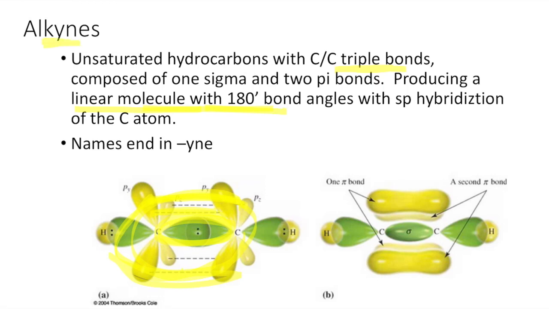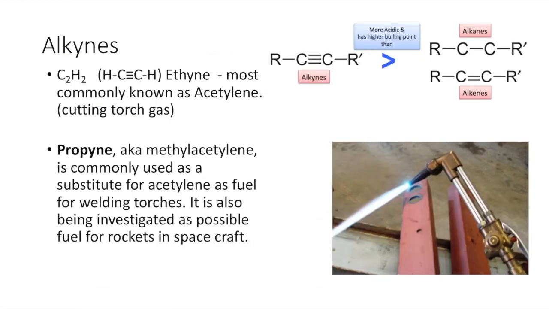Alkynes have names that end in "yne." An alkyne that's kind of interesting would be cutting torch gas, which I'll show you a video of. Also, propyne is another one, and people have been talking about using this as fuel for rockets or spacecraft because they have so much energy.